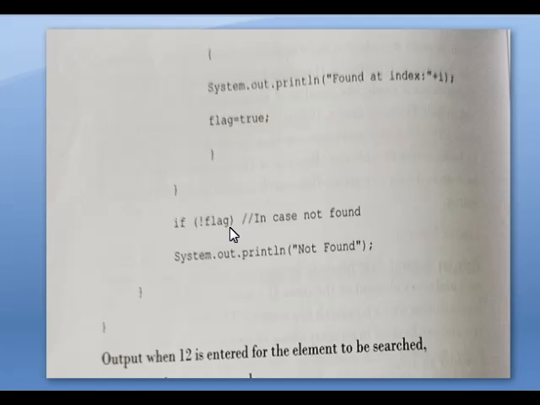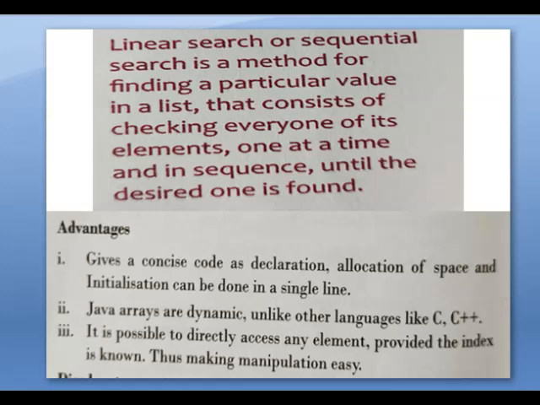शुरू से लेके लास्ट तक आपको कंपैरिजन होता है सर्चिंग एलिमेंट के साथ. अगर एलिमेंट नहीं मिला है तो the flag is in the false position. Okay. So at that time you have to print that the element is not found. Okay, so this is called linear search. So linear search or sequential search is a method for finding a particular value in a list that consists of checking every one of its elements one at a time and in sequence until the desired one is found.